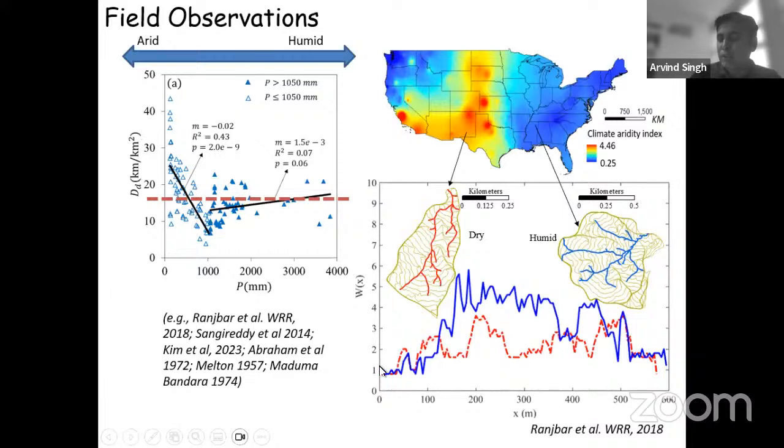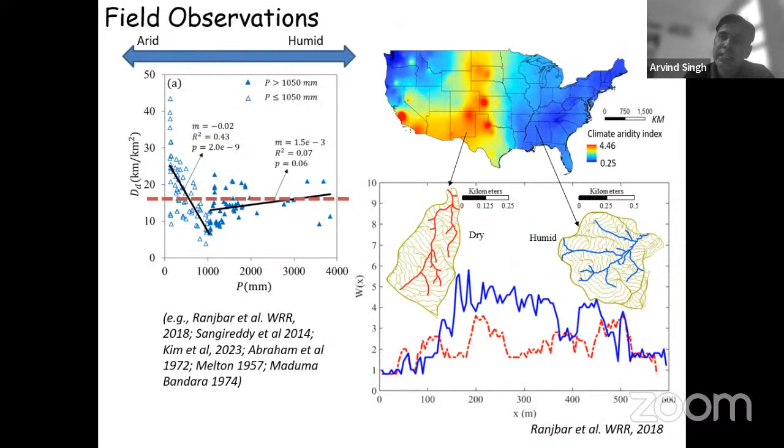And we compute the width function, which is essentially the number of channels intersected as you move from the downstream channel outlet towards the channel head. It gives you some information about the organization of channels in a given network as you move upstream.